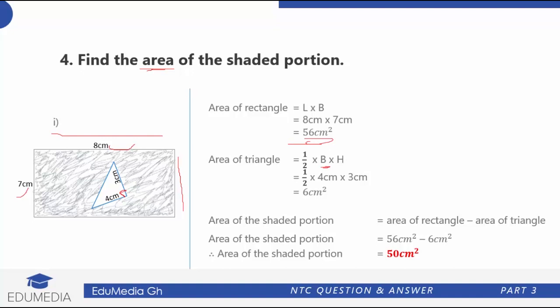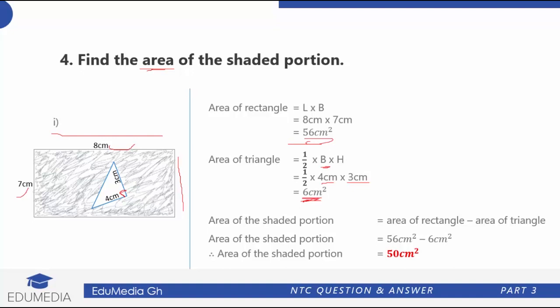All right, so half times base times height. The 4 is our base and the 3 is our height, so half times 4 times 3, and the answer there is 6 centimeters squared. Since it's an area, it will be in squared.